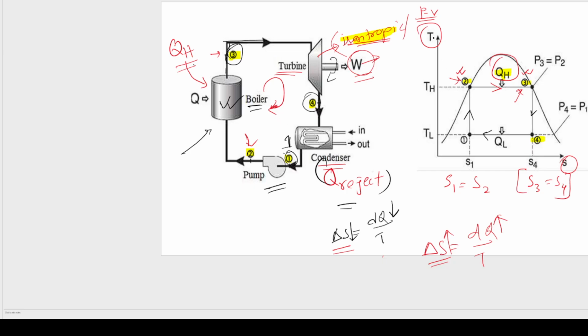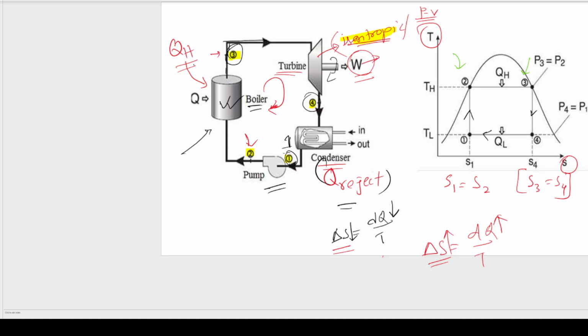So let's talk about the TS diagram for this case. Take a look at points 2 to 3. Let me clear it for you to understand better. Take a look at the point 3. Point 2 to 3.